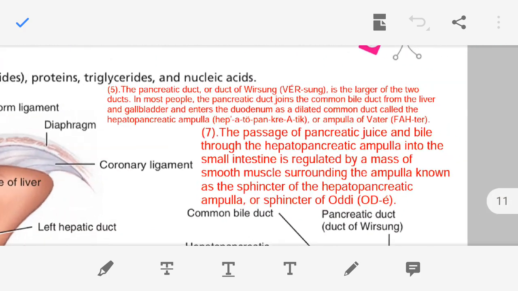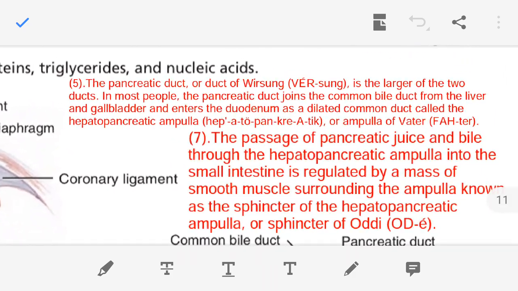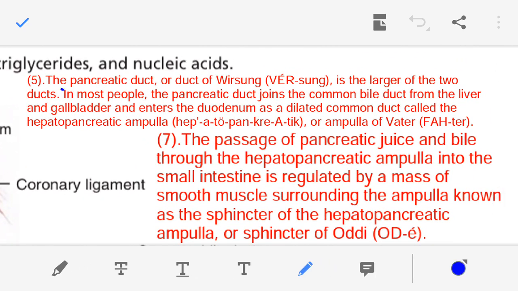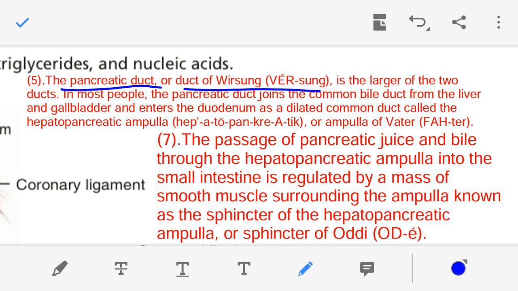So at this point, the pancreatic duct or the duct of Wirsung joins the common bile duct, okay, and then there is a formation of the hepatopancreatic ampulla, and this hepatopancreatic ampulla is opening into the duodenum.